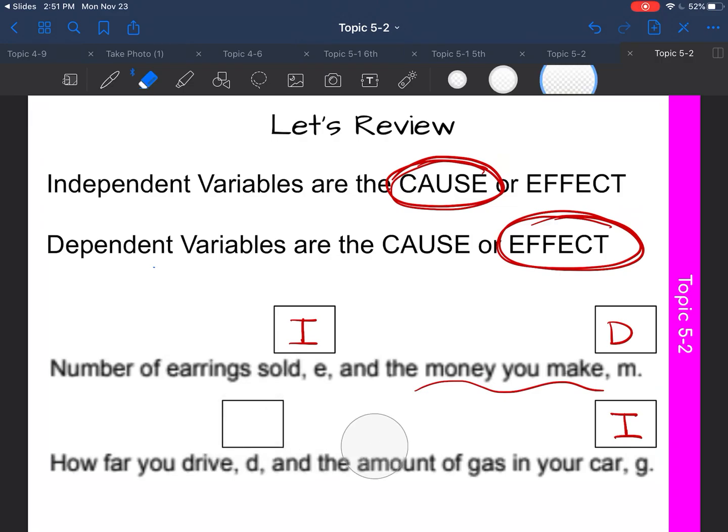Okay? But if you think about it the other way, the amount of gas in your car depends on how far you drive, or how far you can drive. Okay? The amount of gas in your car depends on how far you can drive. This one's a little tricky. All right, that one can kind of go both ways.